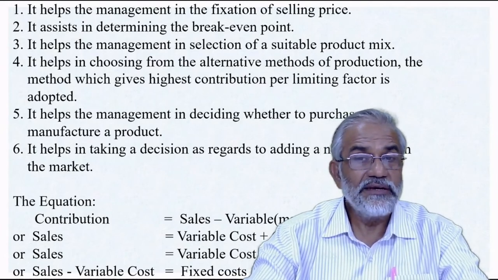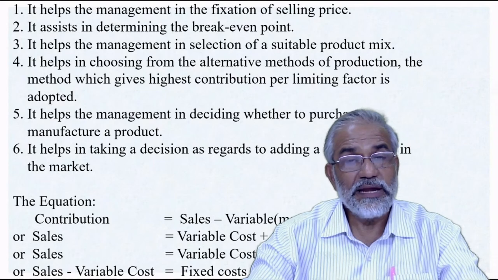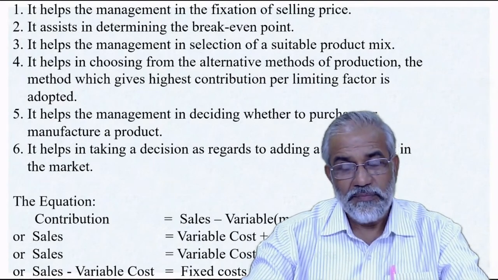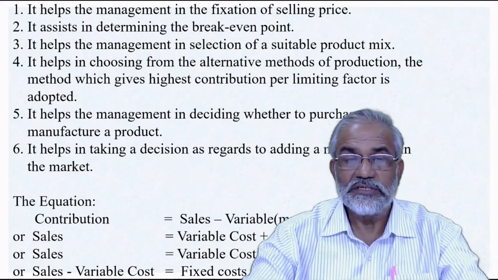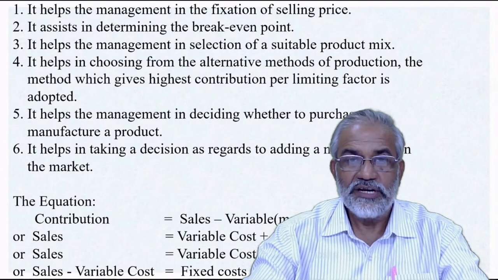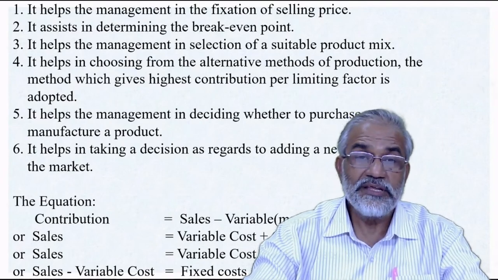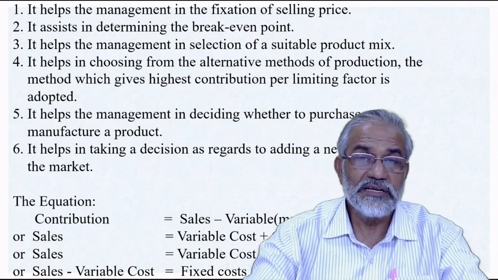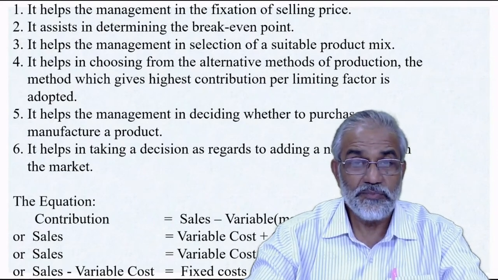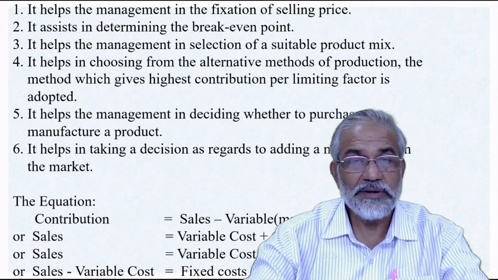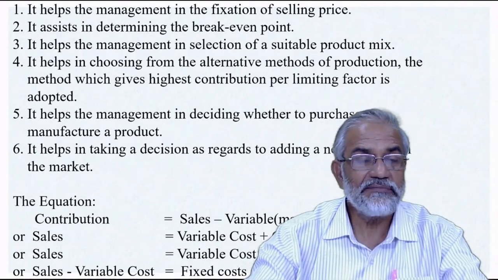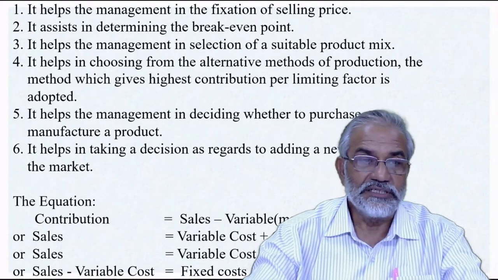So how is it determined? The break-even point is determined by dividing the fixed cost by contribution, or sales minus variable cost, because the contribution contributes to the recovery of the fixed cost. When the entire fixed cost is divided by the contribution, then the break-even point, or the output at break-even point, can be well ascertained. So that is the second advantage of contribution.